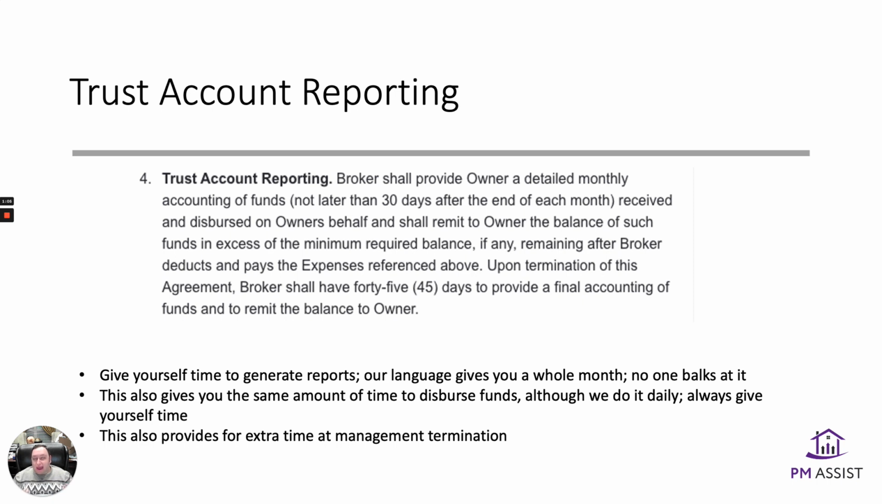Now, as an actual practice, what we generally do in the business is we process owner payments every single banking day, every day we're actually working. But our management agreement gives us a lot more time than that. The way our management agreement is written is we have up to 30 days after the month in which the rent was received in order to provide both a statement and actual disbursement of the funds. So if someone pays the rent on December 1st, we have until January 30th to actually give them their final statement for December and disperse their money.